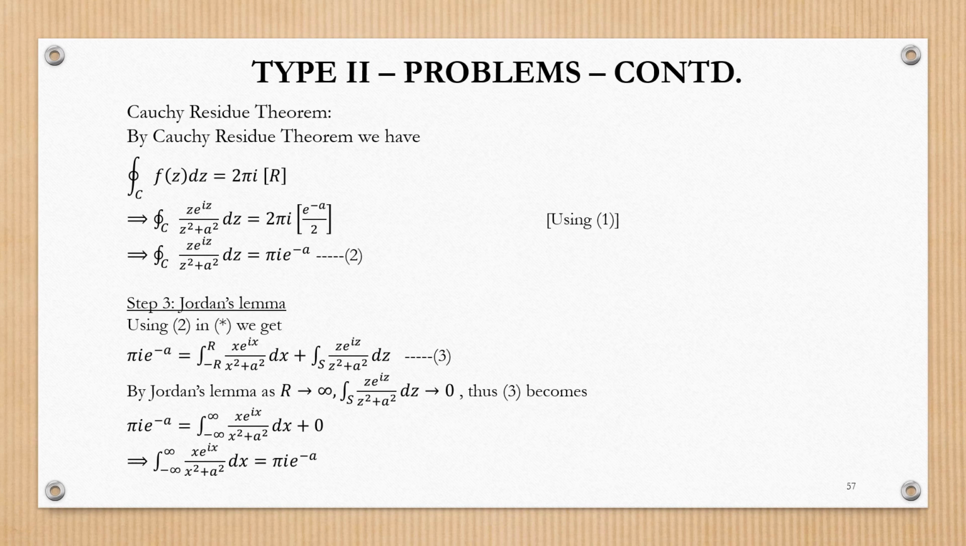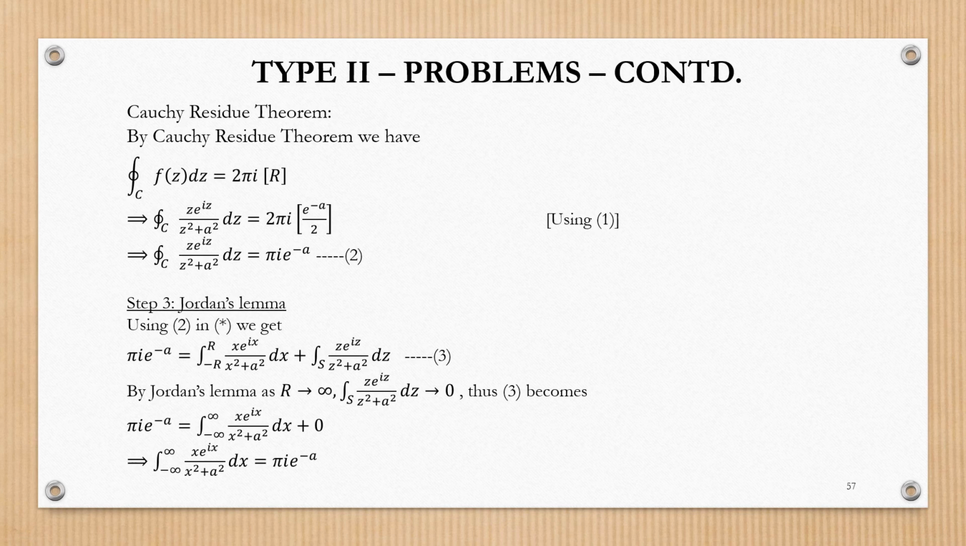Use the Cauchy residue theorem. Integral over c f of z dz equal to 2 pi i into sum of residues. We have only one residue represented by R, and the value for it is replaced with equation number 1. So 2 and 2 get cancelled, and our final equation 2 is integral over c z e power iz by z square plus a square dz equals pi i e power minus a. Now this equation 2 is replaced in the left hand side of equation star to get our equation 3.